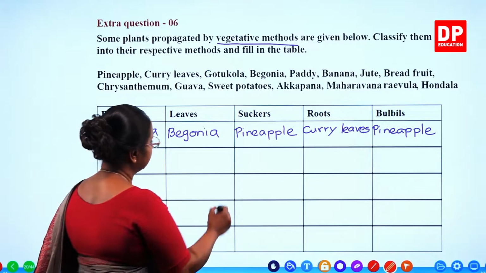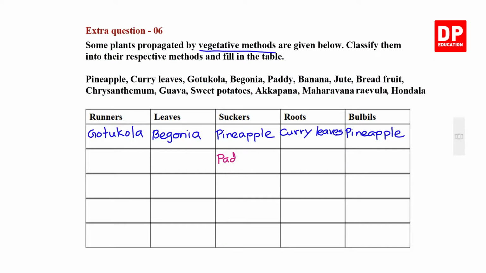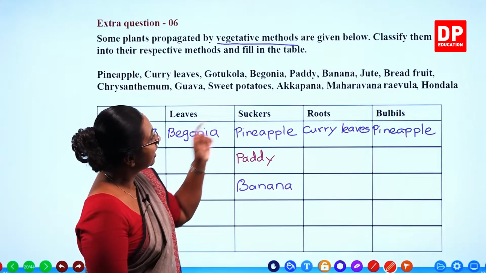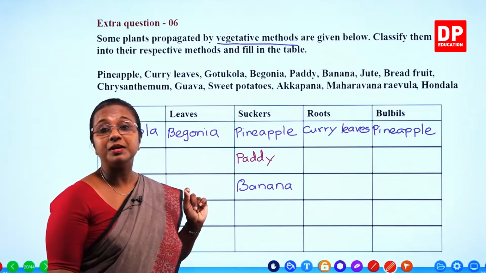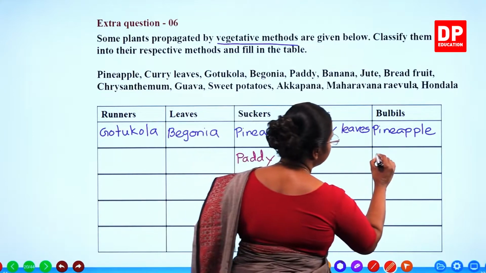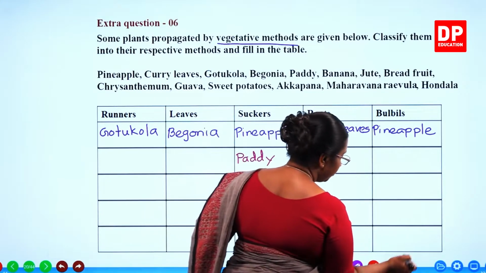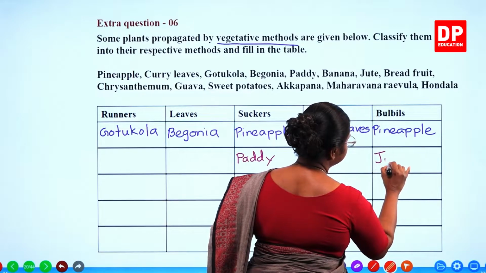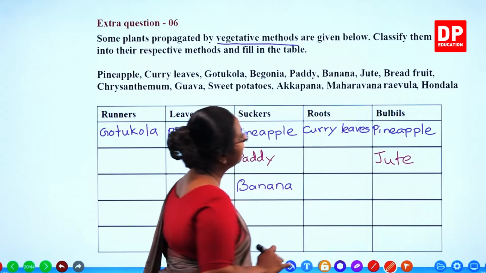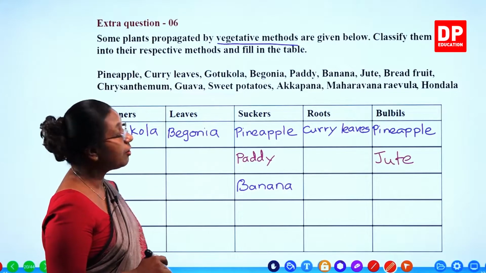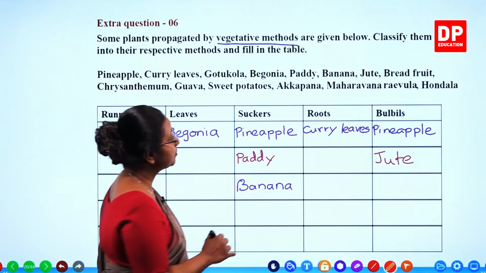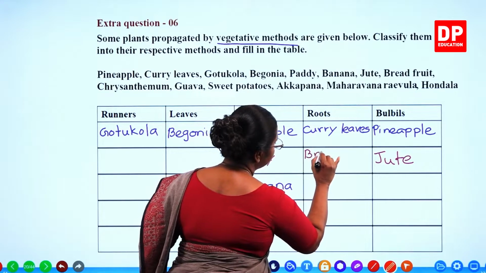Paddy by what? Again, suckers. Banana, banana is also suckers. So the next plant is jute. Jute reproduces by bulbil. Then we have breadfruit. Breadfruit, how does it reproduce? It reproduces by roots.